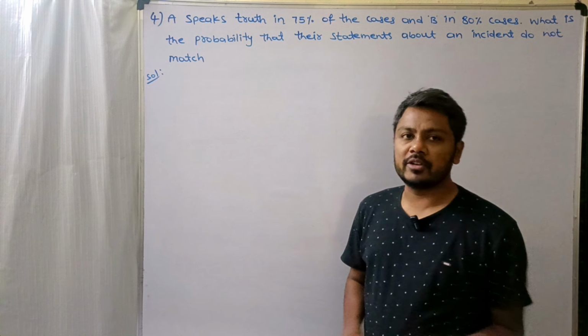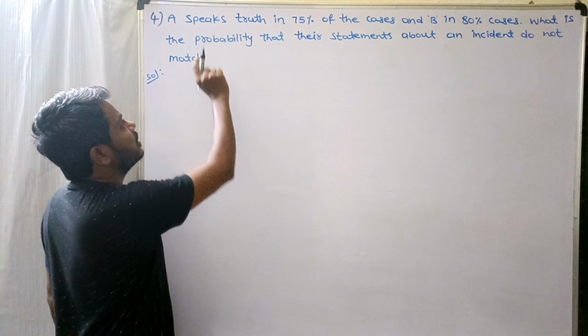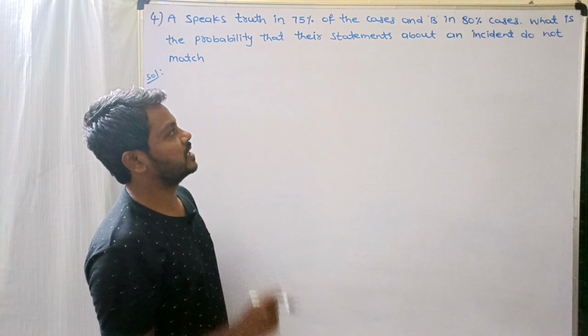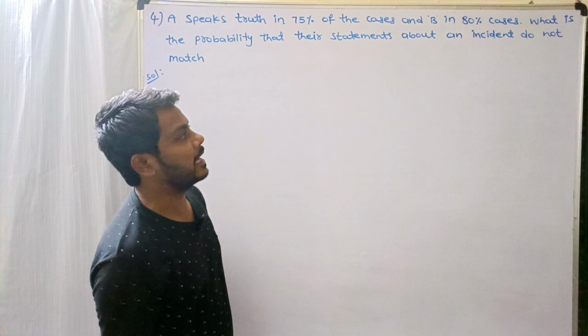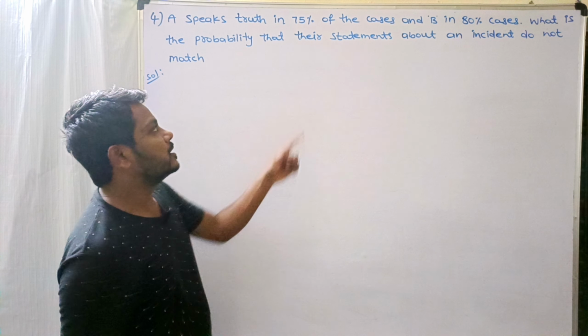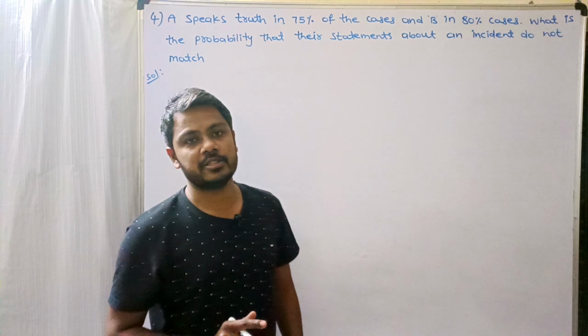So without delay, coming to the topic. See question number 4. A speaks truth in 75% of the cases and B in 80% of the cases. Find the probability that their statements about an incident do not match.